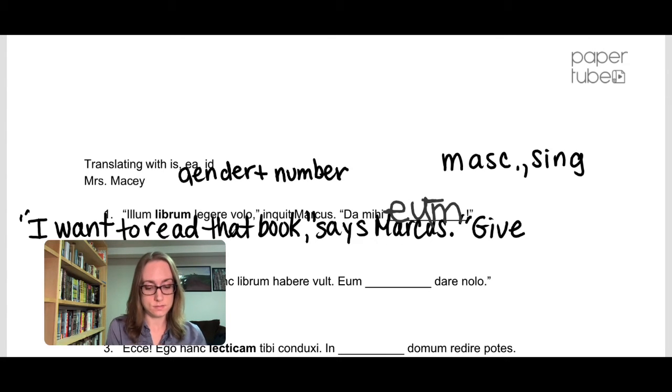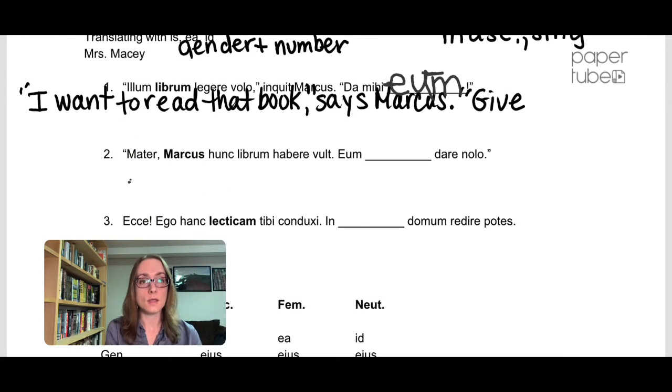Second sentence says, Mater, Marcus hunc librum habere volt, eam blank dare nolo. So the word in bold in the second sentence is Marcus. So we're going to make the blank agree with Marcus in gender and number, and then we're going to make it agree in case with what makes the most sense in that part of the sentence. Marcus is masculine singular, so it's going to be masculine singular again, but what case? That's what we have to figure out.